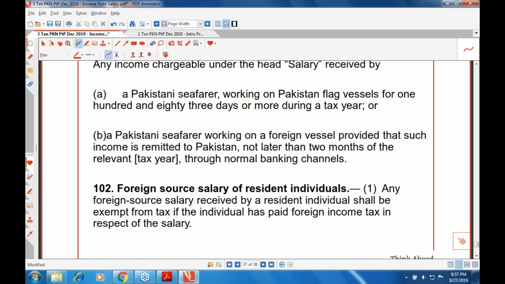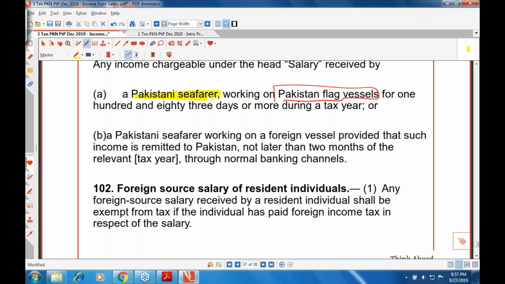If I talk about the seafarer, it says a Pakistani seafarer working on a Pakistani flag vessel. Now, very important concept. A lot of people don't understand what a Pakistani flag vessel is. Just like you have a car which is registered in Lahore, Islamabad, or Karachi, so you have a specific number plate for that car. Similarly, a ship is registered in a country. When it is registered in a country, the ship becomes resident for that country, and the income earned on that specific ship is treated accordingly depending upon where it is registered and what flag it is carrying.